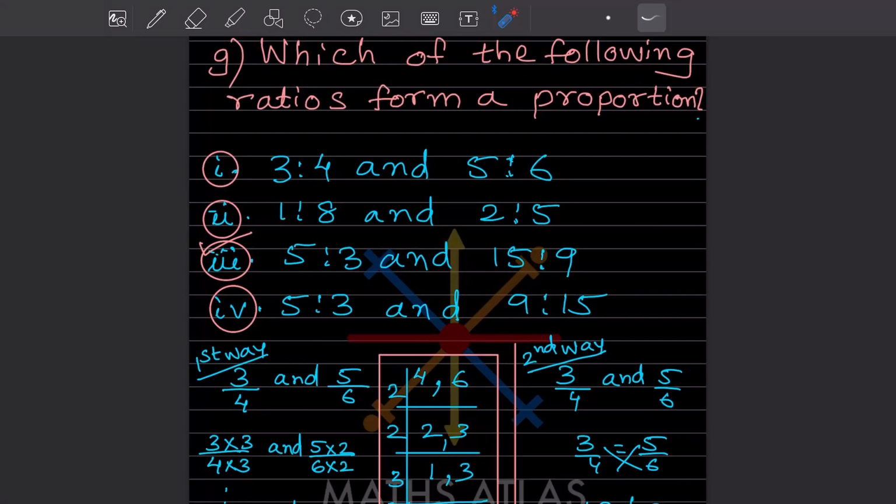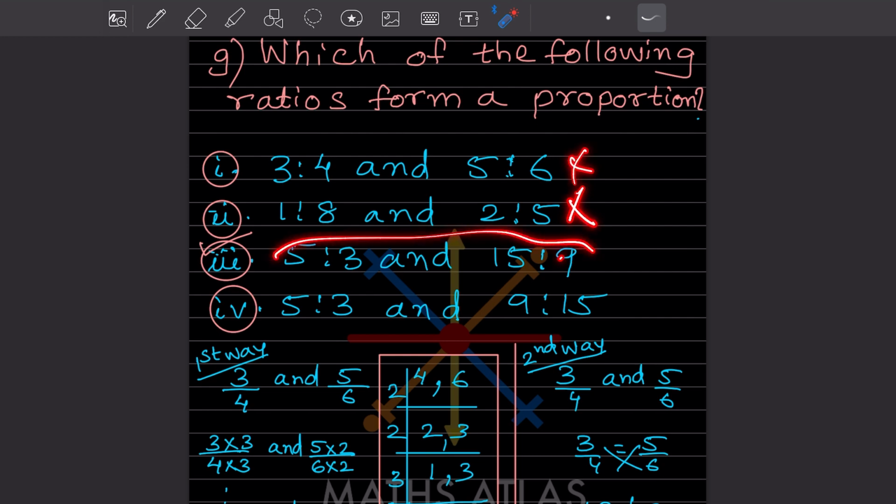Same thing you can do for this one. In the same way, you can go for the shortcuts also. For this one, the second way, we can do it quickly. 1 by 8 is equal to 2 by 5. When you cross multiply this one, 5 is going to be 5, 8 2s are 16, which is not in proportion. So this is not in proportion.